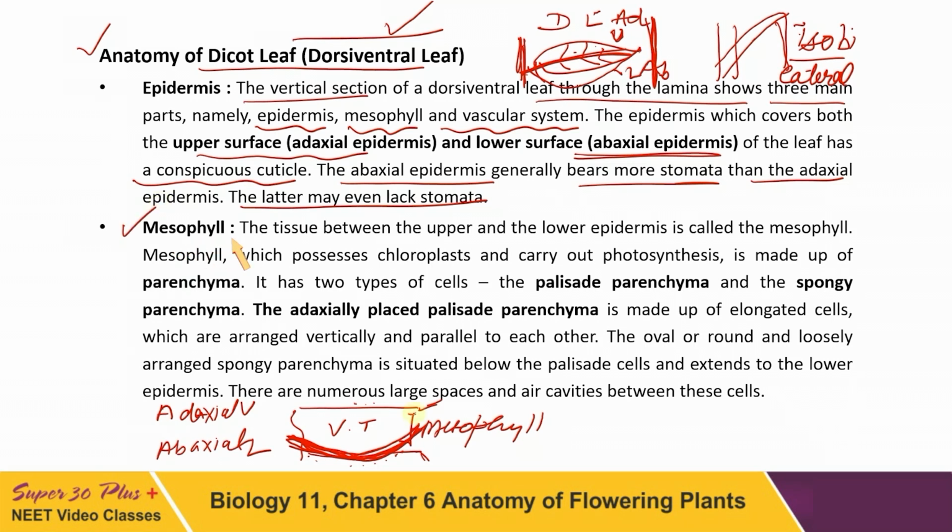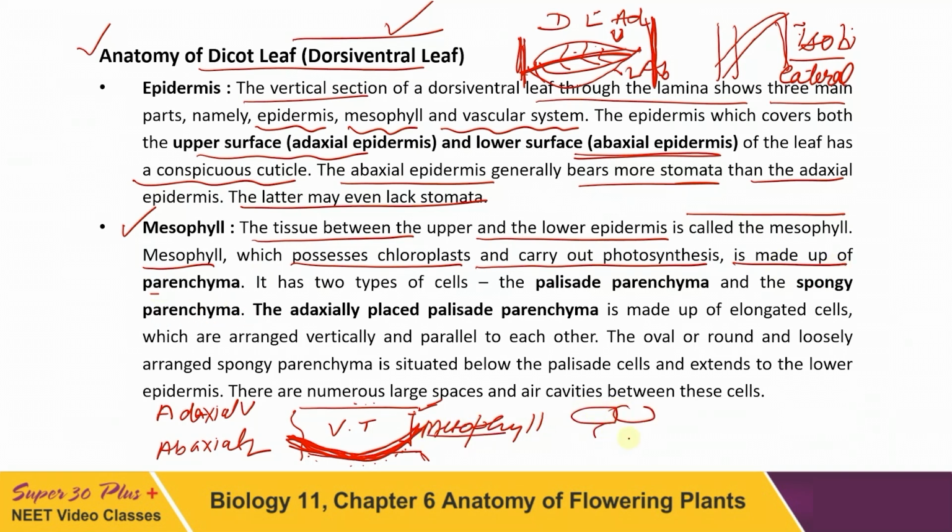Mesophyll, as I told you, is the tissue present between the upper and lower epidermis. Mesophyll possesses chloroplasts. It is made up of parenchymatous cells, and these have chloroplasts inside, which will do photosynthesis.